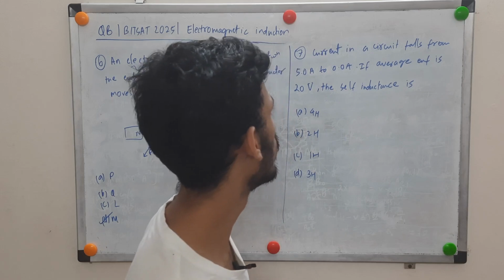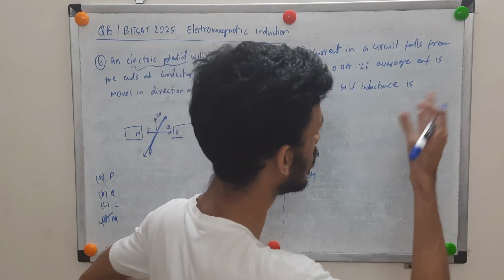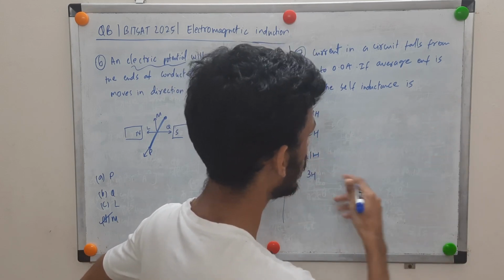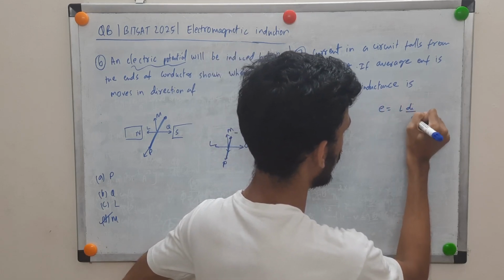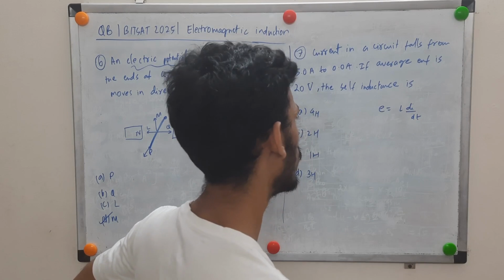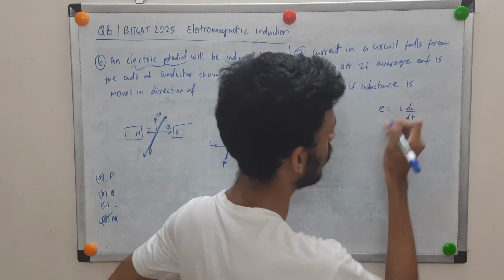Let's come to this one. Here we have a current that falls from 5 to 1. If the average induced EMF is this, what is the self-inductance? Simple formula based question, L di by dt, right? Because EMF in a coil is given by, so single coil we have, so self-inductance, right?